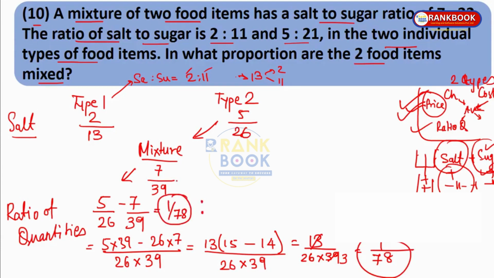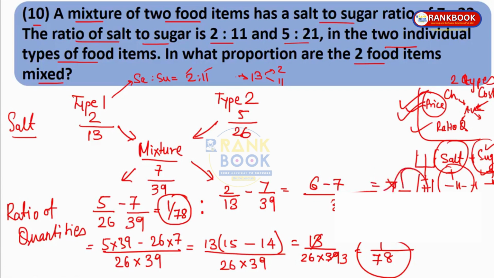Now we have to find the second quantity. Simply subtract like this. What will you get? 2 by 13 minus 7 by 39. 39 is the LCM over here, so we will have 2 into 3, 6 minus 7, that would be minus 1 by 39. Neglect the minus sign. Answer is 1 by 39. So here we will get 1 by 39.